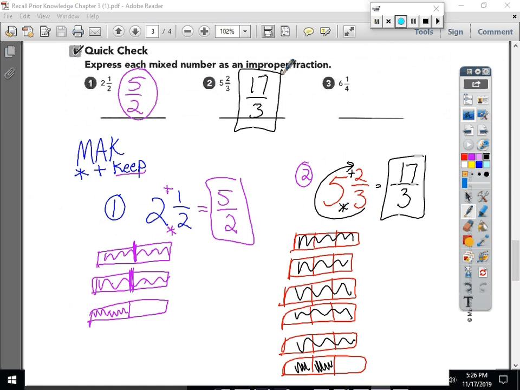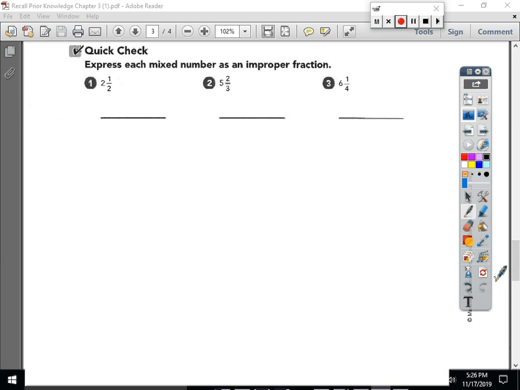Let's take a look at number 3. Here they give us 6 1/4, and I could definitely draw out 6 whole bars. I could split them all into 4 parts and draw 1 extra bar with 1 little shaded piece out of 4 in it. But we also could just think about that acronym MAC. If you're starting to notice a pattern, this will work every time.